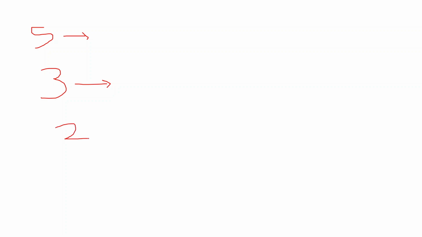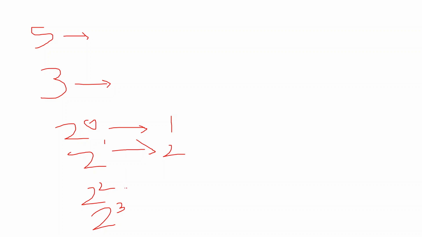So 2 raised to 0, 2 raised to 1, 2 raised to 2, 2 raised to 3, and so on. So 2 raised to 0, what value will it give? 2 raised to 0 means 1. 2 raised to power 1 means 2. 2 raised to power 2 will give us 4. 2 raised to power 3 will give us 8.